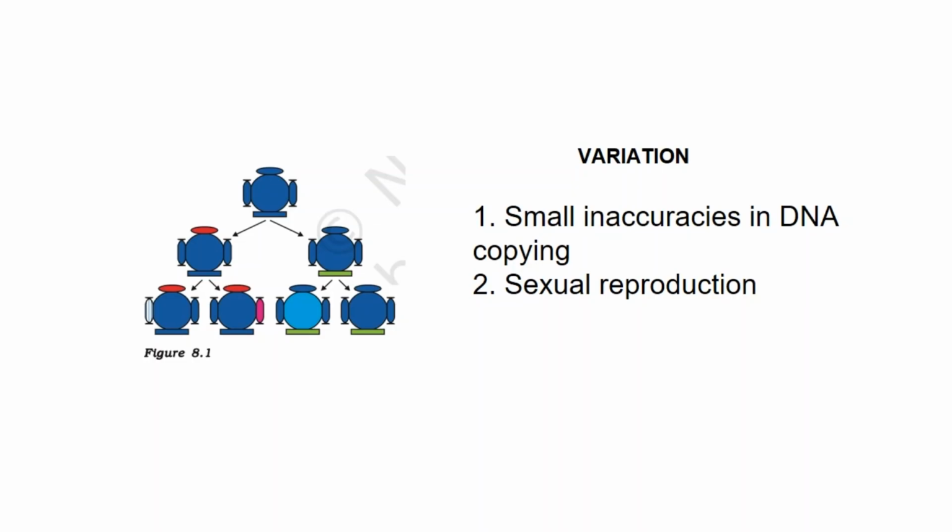Next chapter is heredity. It starts with a diagram explaining variation. Two reasons are there for variation. Number one is inaccuracies in DNA copying. Number two, sexual reproduction. Remember to learn acquired traits and inherited traits.